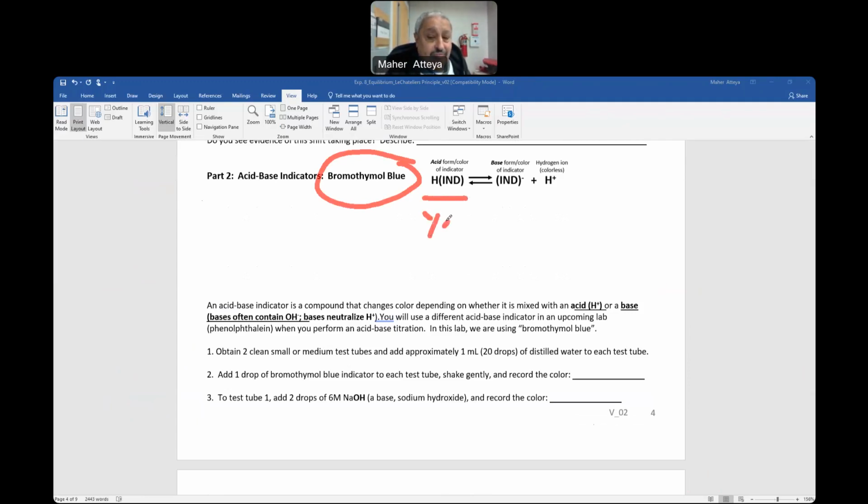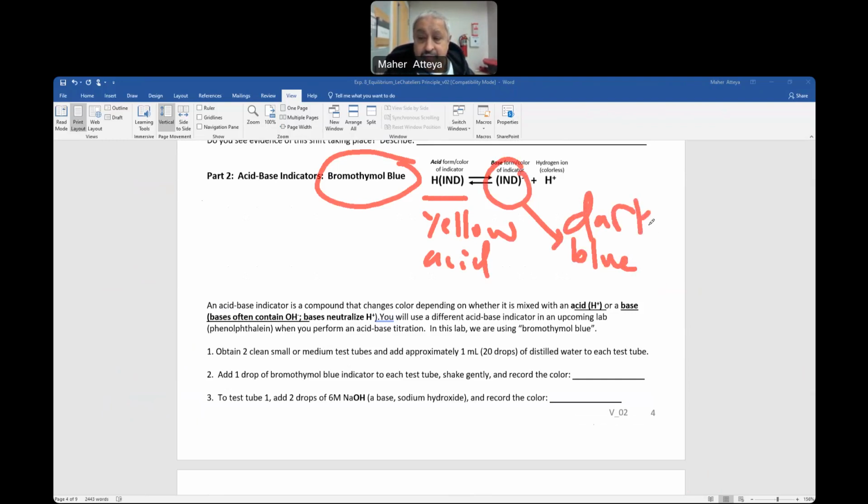This is yellow. This is acid. This one here is blue, dark blue, right? So it's dark blue, or deep blue, whatever you name it, deep blue or dark blue. And this is a base form.